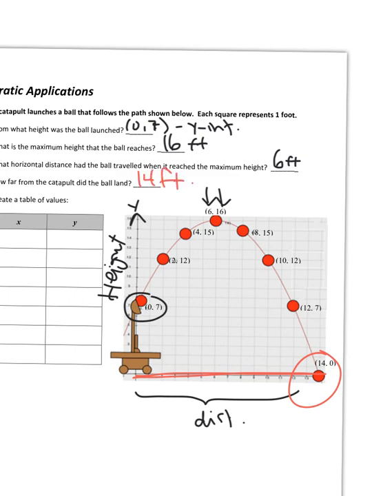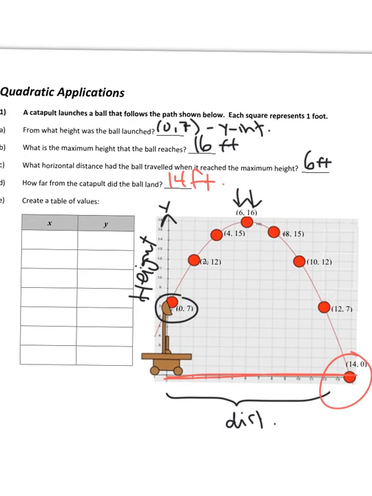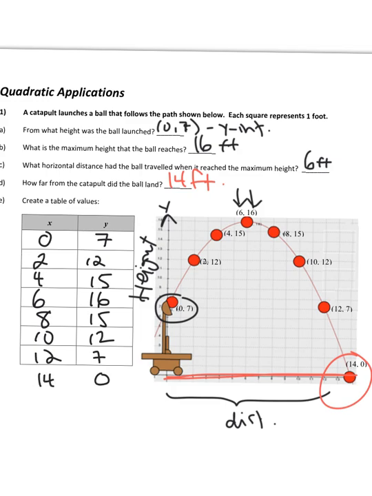Next, we're asked to fill in our table of values. Our first point that we can put on here is our y-intercept, when x is 0, y is 7. The height is starting off at 7 feet above the ground. Then we have 2 and 12. Then we have 4, 15, 6 and 16, 8, 15, 10 and 12, 12 and 7, and our last one, which I didn't leave a spot for, would be 14 and then 0.